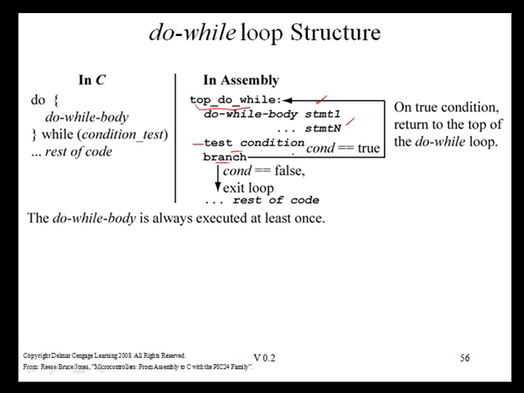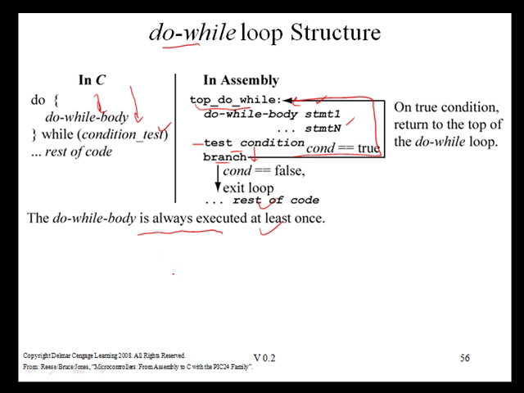This branch here is going to be the true condition. If it's true, we want to jump back up here to the top of our do while loop. If it's false, the branch will not be taken, and we'll fall through here and begin executing the rest of our code. One thing that's different about the do while from the while do is that the do while body is guaranteed to always be executed at least once, since the condition test follows the do while body.